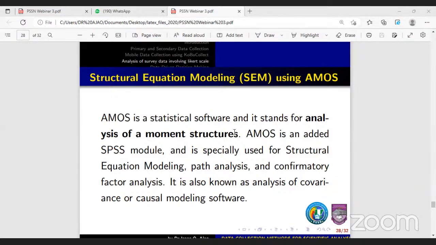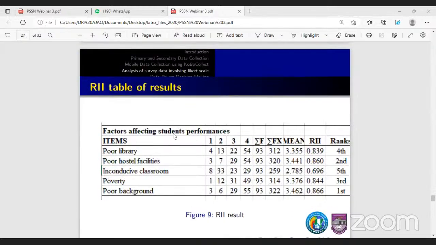So I find out that even people outside statistics, if they are looking for a way of doing this, they know what they want to achieve, but they don't know how to go about it. AMOS is very easy to use. It's an added SPSS module, and it's especially used for structural equation modeling. What do we do in structural equation modeling? We want to see the interrelationship among our variables, though we can have a response variable, like the one I just mentioned. The response variable here will be student performance.